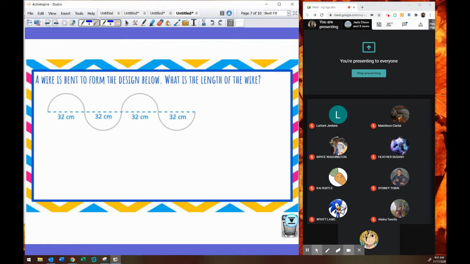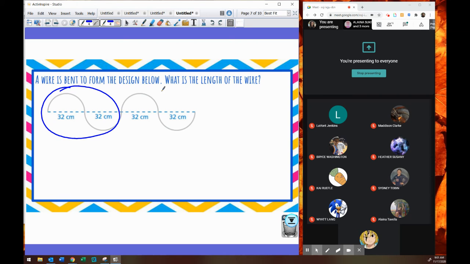There is a wire that is bent to form the design below. What is the length of the wire? So what do you notice about what the shape looks like? It looks like a bunch of half circles. How many full circles are there? 2. Right? Because if I have a half of a circle and a half of a circle and I put them together, if I just shift this down, does it form a full circle?